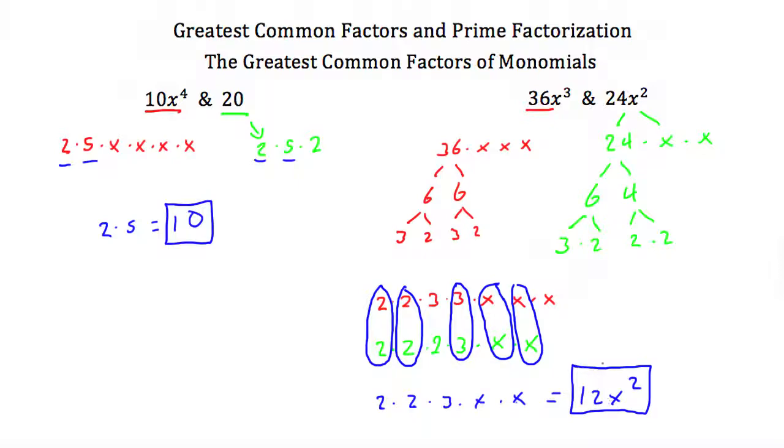So notice our greatest common factor has a variable in it. Well, if I have x cubed and an x squared, and I wanted to find my greatest common factor, then my greatest common factor would include the lowest number of x's in it, in this case, x squared. So remember that greatest common factors can also include variables. And that concludes the tutorial on greatest common factors and prime factorization.